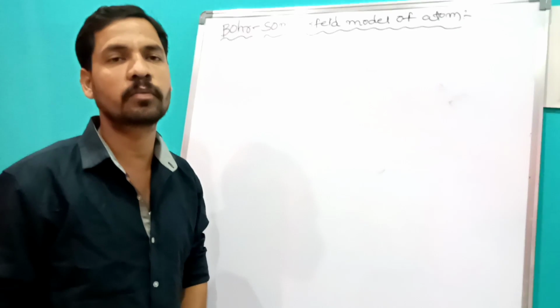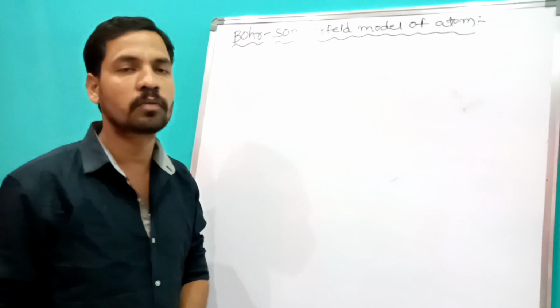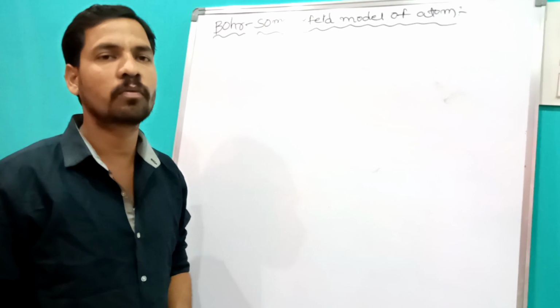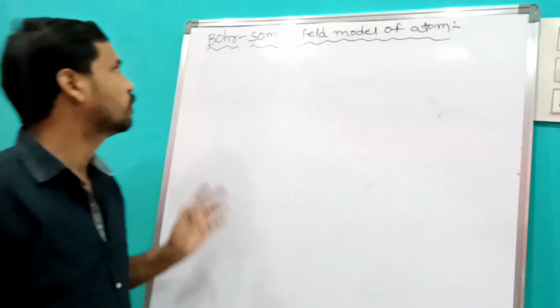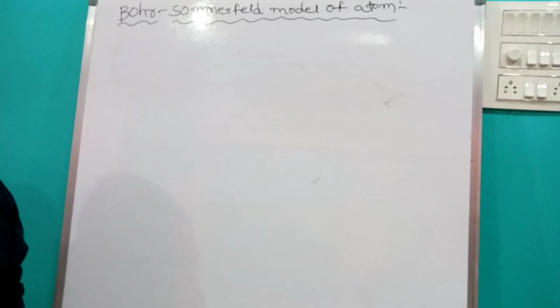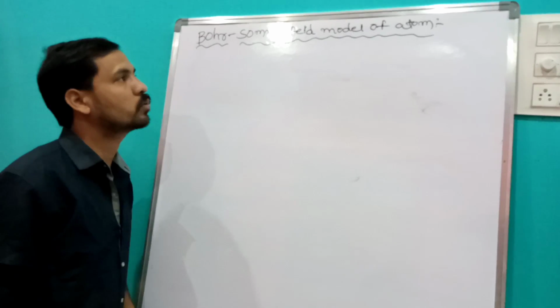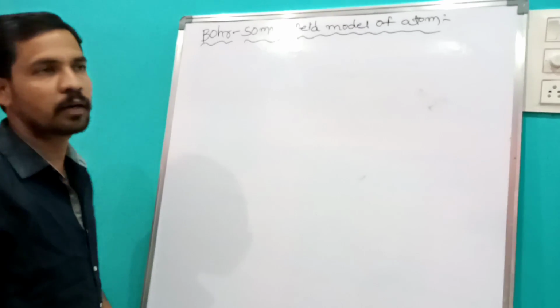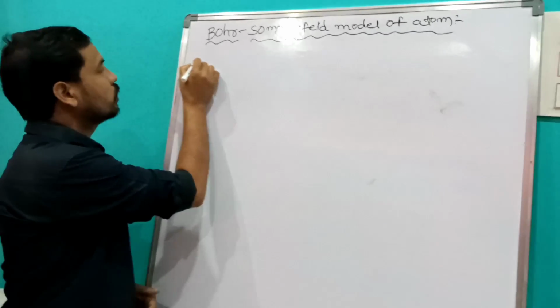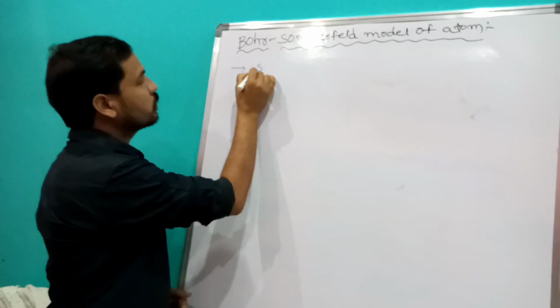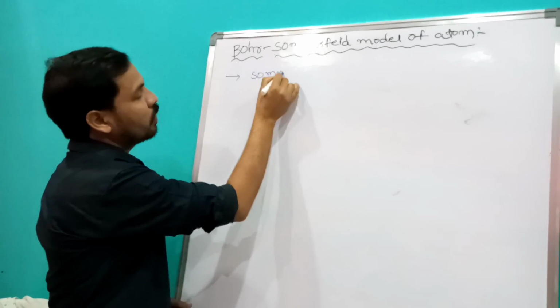Class, we are discussing the limitations of Bohr's model. Now we are discussing the modifications to Bohr's model. That modification was done by Sommerfeld, so it is called the Bohr-Sommerfeld model of the atom. Here, who is the scientist? The scientist is Sommerfeld.